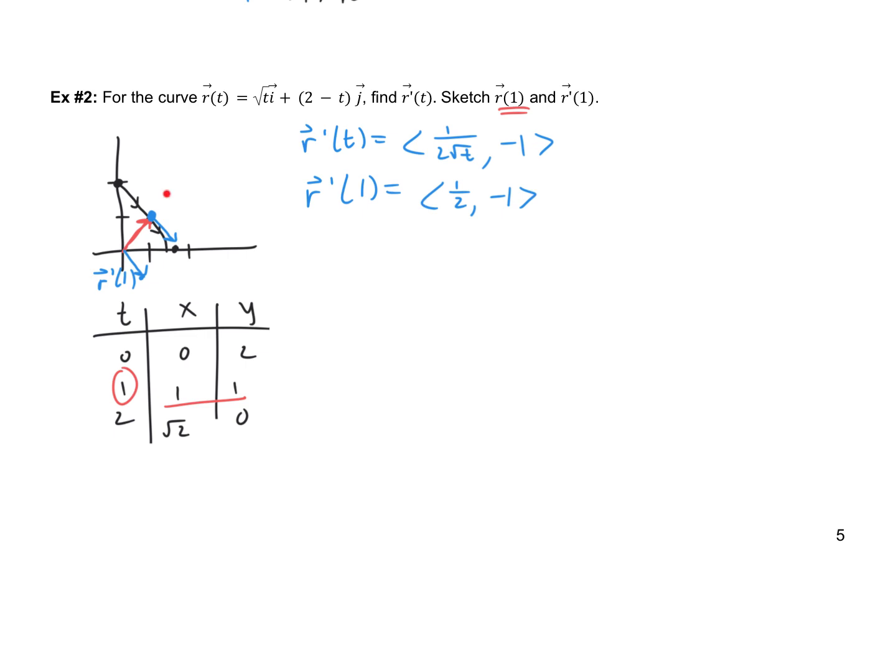And what I want us to notice in the figure is that we have r of 1, and then we have the derivative at 1, which is going to give us the tangent line. So that should be pretty satisfying. Talking about tangent lines, next example, we're going to look at writing the equation of a tangent line.